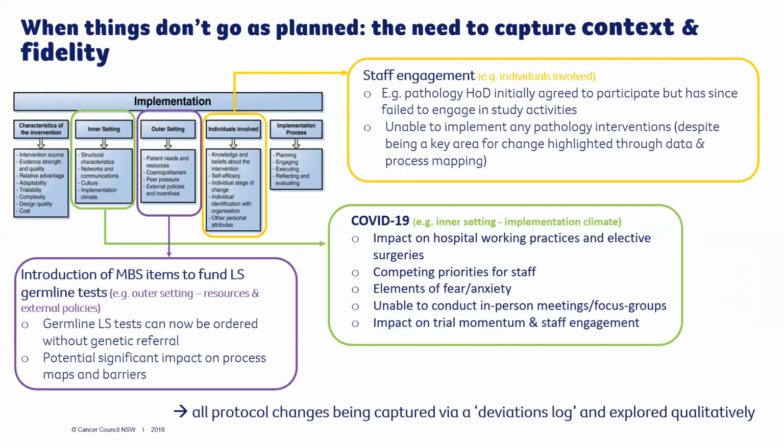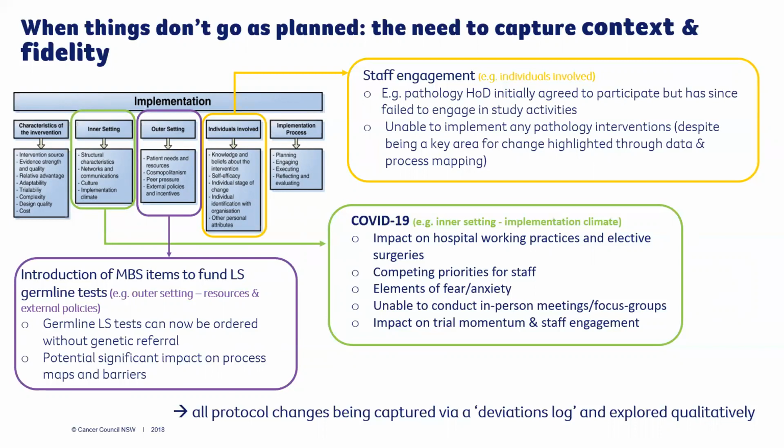And so, for example, we've had issues with staff engagement, and that can be mapped to the domain of individuals involved. So for example, at one site, we had a pathology head of department who agreed to participate in the early study phases, but has since failed to engage despite multiple attempts. And that's unfortunately meant that we have been unable to implement any pathology-related interventions, despite that the process mapping exercise had indicated pathology as a key area to target in order to improve Lynch syndrome referral.